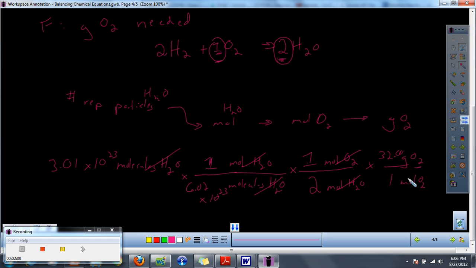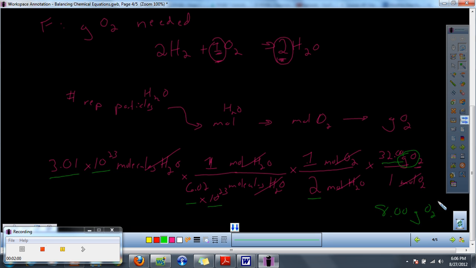And so we've now set it up so that molecules is ultimately gotten rid of, and the only unit left should be grams. So let's go ahead and plug into our calculators 3.01 times 10 to the 23 times 32.00 divided by 6.02 divided by 10 to the 20 divided by 2. You should find that you get 8.00 grams of O2. That's how many grams of O2 were required to form that much water.